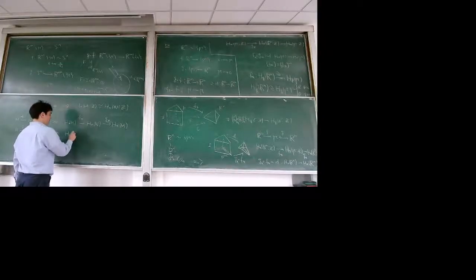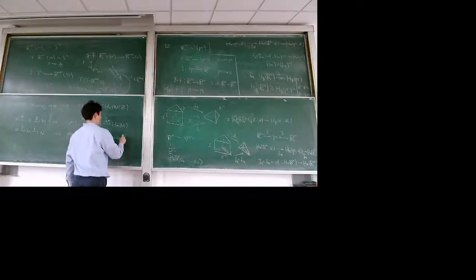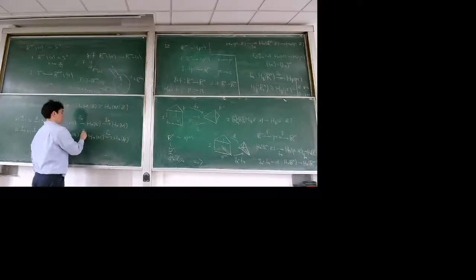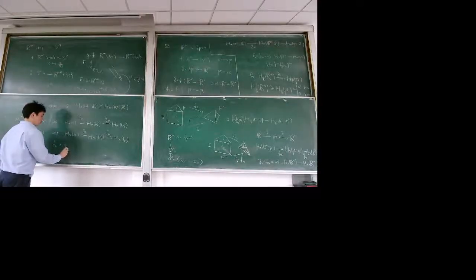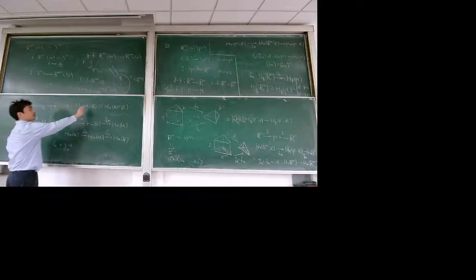I'm making a mistake about the composition, so I'll just write down the arrow. H star of N, H star of M, the homology group of N. And the composition of this one is indeed identity as a homomorphism. So therefore, F star is just the inverse of G star. So this will give you an isomorphism.